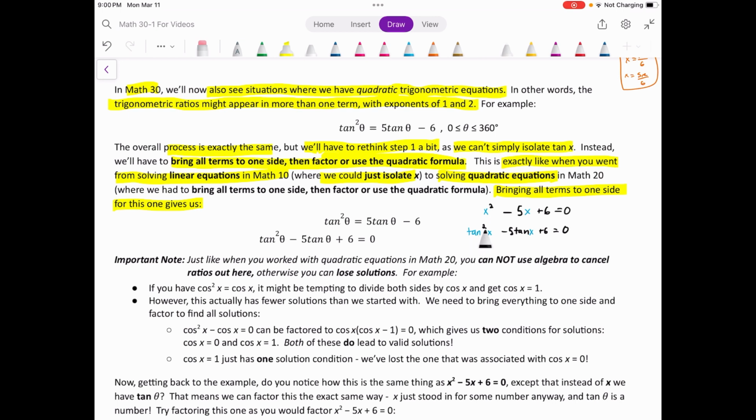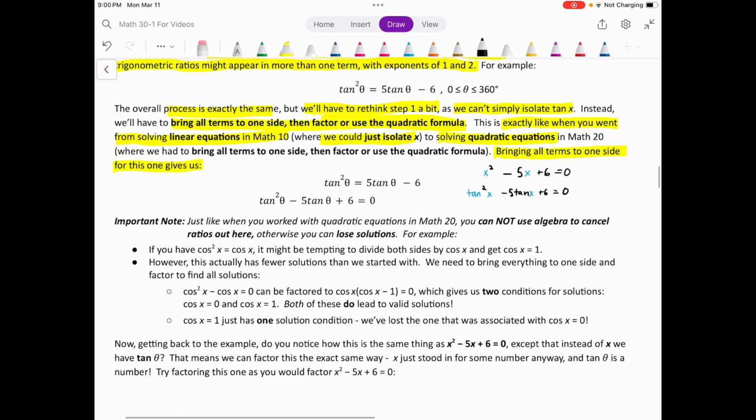Yes, we're going to have to do some trig stuff down the road, but it doesn't change the fact that, hey, this is a quadratic equation. It's just that we've got a tan x in place of just x, right? And so the same thought process, the same things are going to apply. Okay, we'll get back to that in a second.